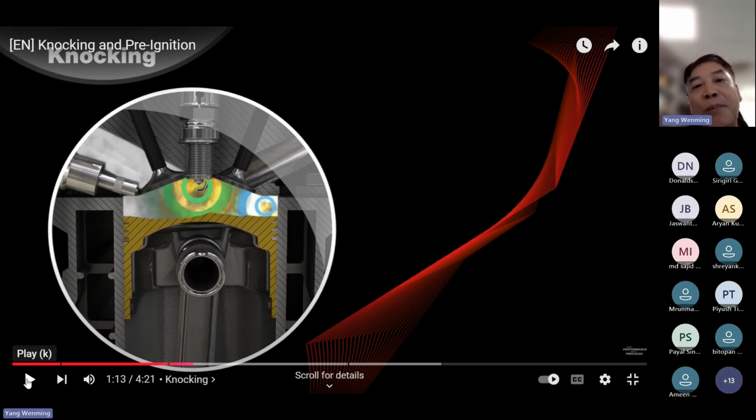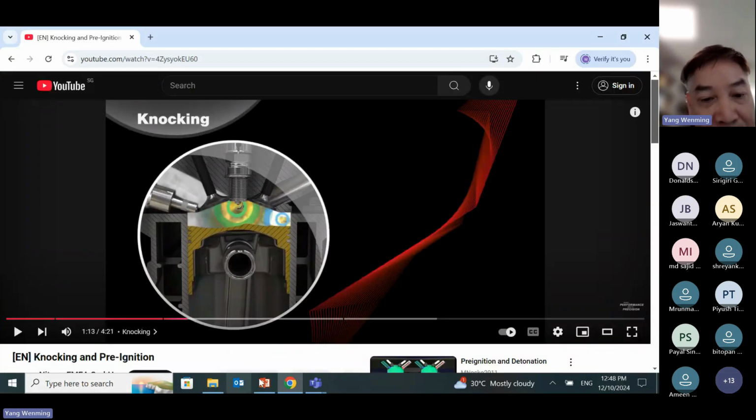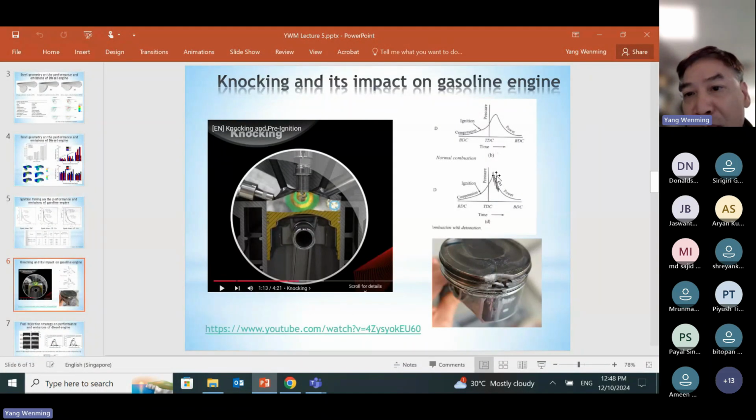So we can see these pressure waves impact each other, thereby producing a big vibration in the pressure. That's why you can see from the in-cylinder pressure versus crank angle curve that the pressure in the cylinder will fluctuate, and the peak pressure is also much higher than in the normal combustion process, correct? Because this is knocking.